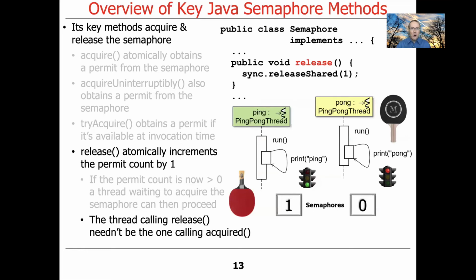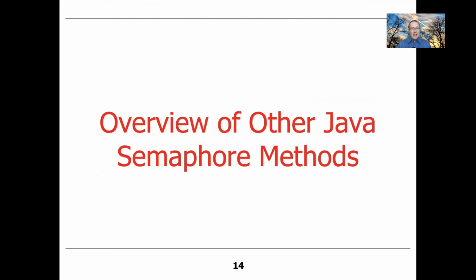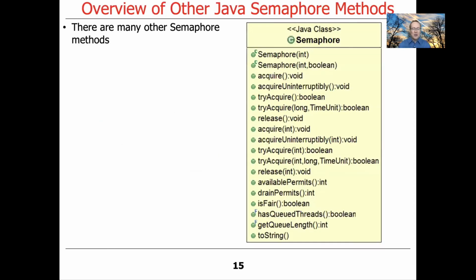Interestingly, as we've talked about before, the thread that calls release doesn't have to be the same thread that called acquire. So that's just a fancy way of saying that semaphores don't require fully bracketed operations. Now, as was the case with reentrant lock, there's also a bunch of other methods that are part of these synchronizer interfaces. And let's take a look at some of the other methods that are part of Java's semaphore.